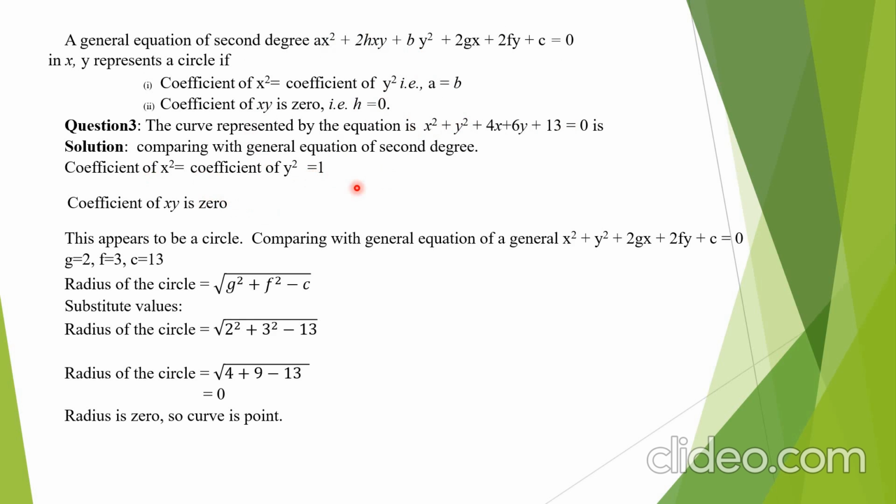So further check its radius. For this purpose, we compare with the general equation of the circle. So on comparison, 2gx equals 4x, so g equals 2, and similarly comparing this term, f equals 3 and c equals 13. Substitute in the radius root of g square plus f square minus c, which is 0. So the circle is a point circle.